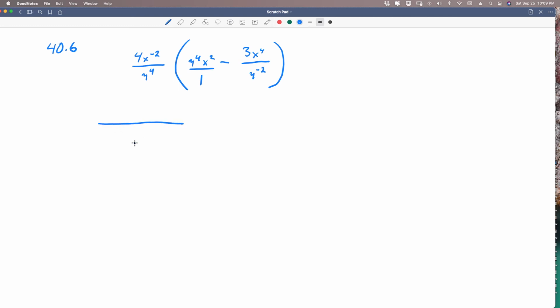So we draw our line for our first one. Here's our minus sign, and here's the line for our second fraction. We write what we want to distribute first, and then we write the first fraction right in with it. Y to the 4, x squared. And we could put our 1, it doesn't matter. Do the same thing again. We write the fraction we're trying to distribute, and then what we're distributing it to.